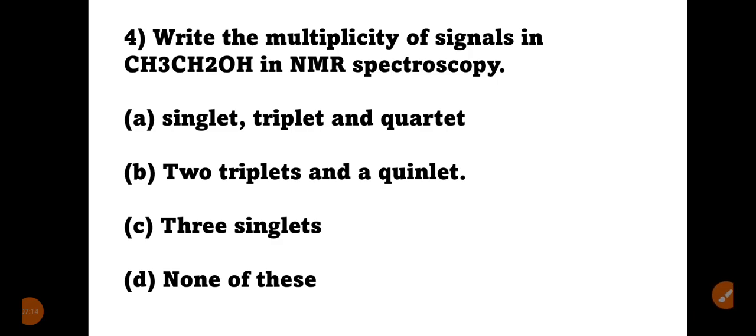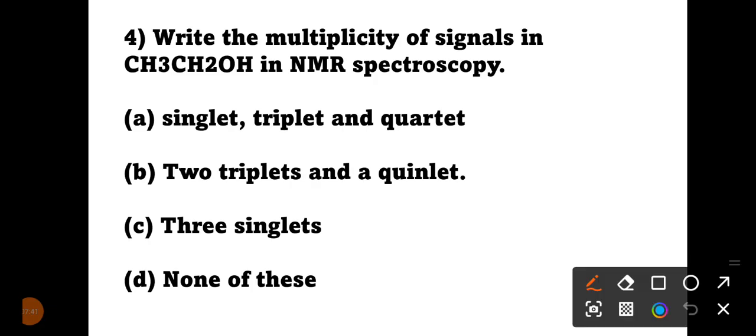Again they are asking, write the multiplicity of the signal in CH3CH2OH, that is ethanol. Simply, if you look at the structure of ethanol, CH3CH2OH, the OH gives a single peak, then CH2 gives 1 and CH3 also gives 1, so there are 3 signals in ethanol. So that is clear about the signals of ethanol. Then what is the multiplicity? Here that OH gives a singlet.